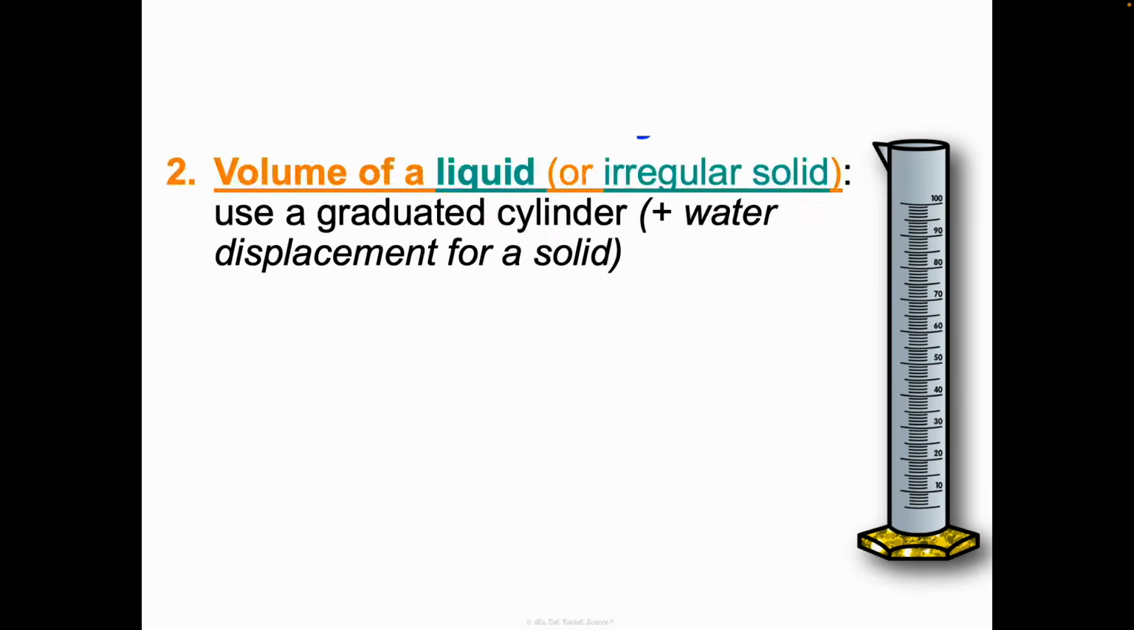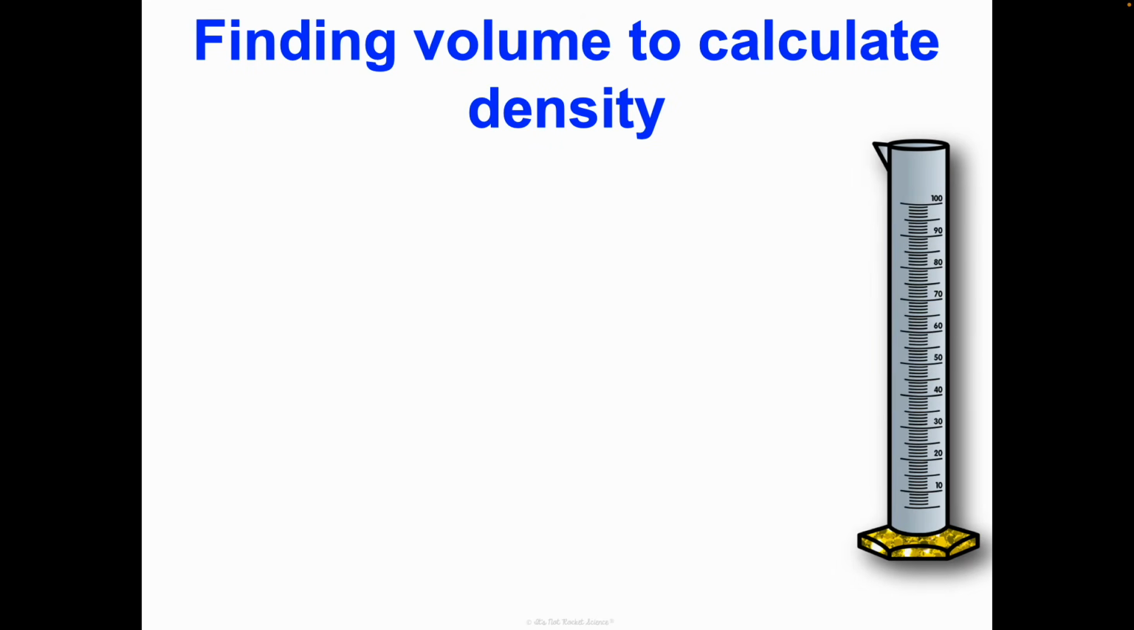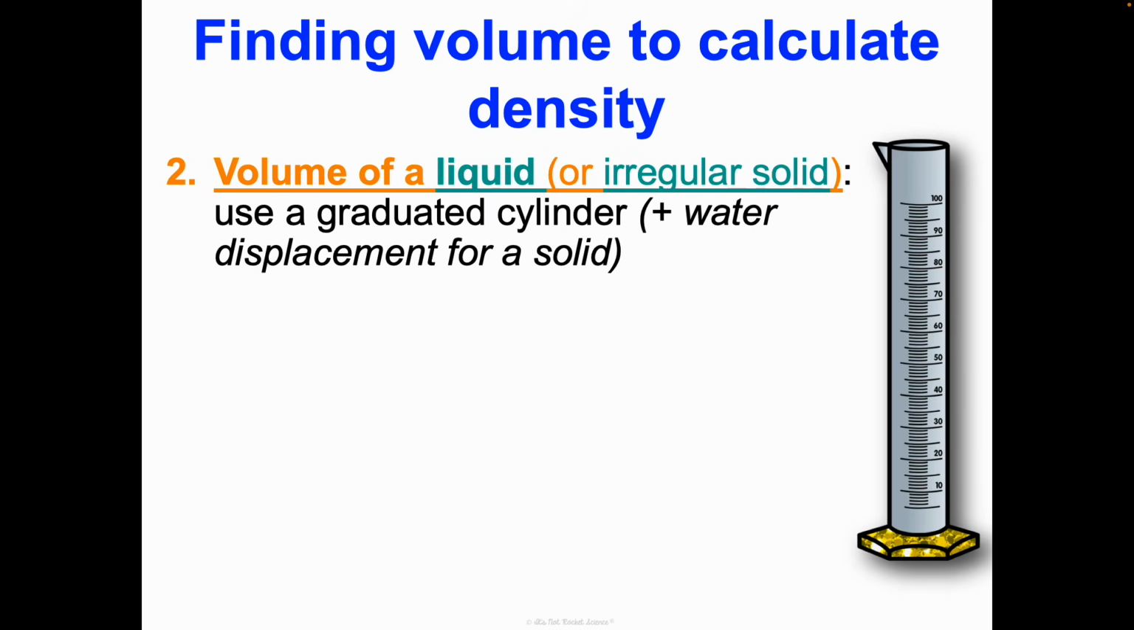Okay? Now, another way we can find volume to calculate density is using volume of a liquid or an irregularly shaped solid. So you can use a graduated cylinder. If it's a liquid, you just put it in a graduated cylinder and you read the volume at the bottom of the meniscus, or the curve in the liquid. But if it's an irregularly shaped solid, or we can say an irregular solid, a funky shape, or you don't know the geometric equation for it, you can use water displacement as a method, and we would still be finding the volume in milliliters, okay?